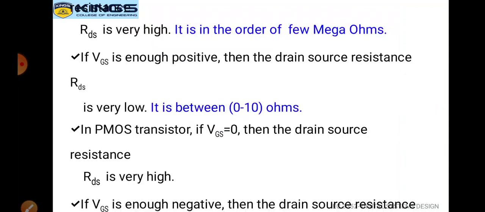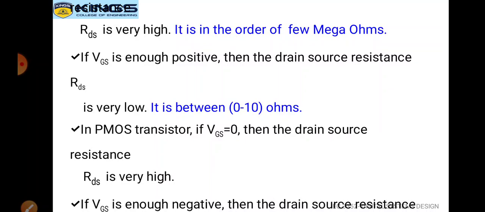See here in NMOS, RDS is nothing but the drain source resistance. In NMOS transistor, if VGS is equal to 0, then the drain source resistance RDS value will be very high. It is in the order of a few mega ohms. If VGS is enough positive, then the drain source resistance value will be very low.